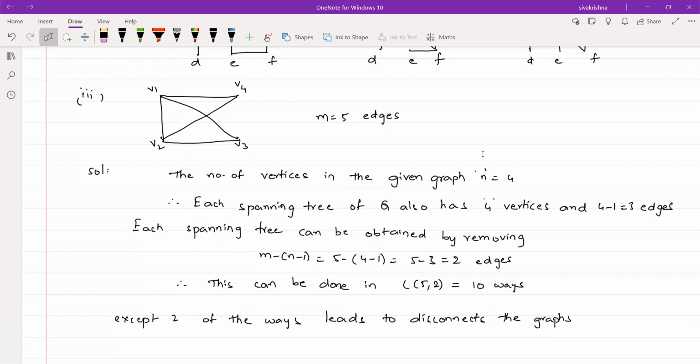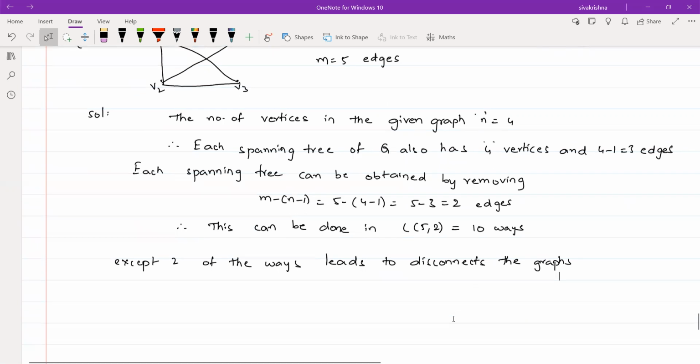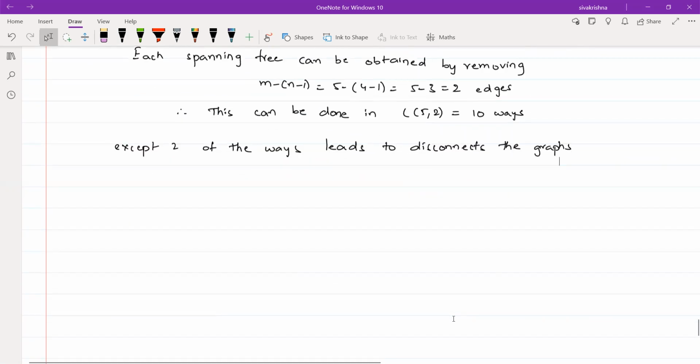And coming to the second way, if you remove the edges v2 v4 and v1 v4, then also the graph is disconnected. So we have a total of 10 ways to remove 2 edges. Of those 10 ways, 2 lead to a disconnected graph, but our graph should be connected in order to be a spanning tree. So the remaining ways are 8 ways. I am writing that.